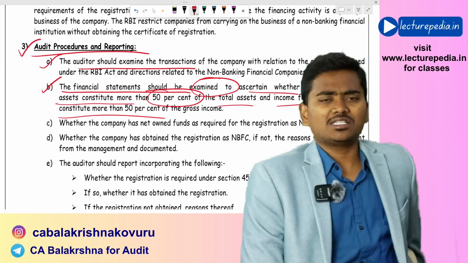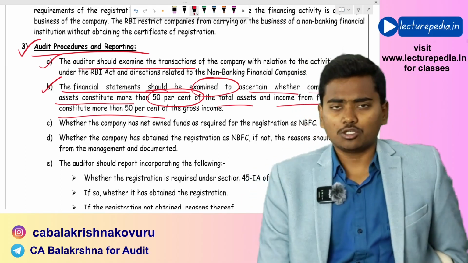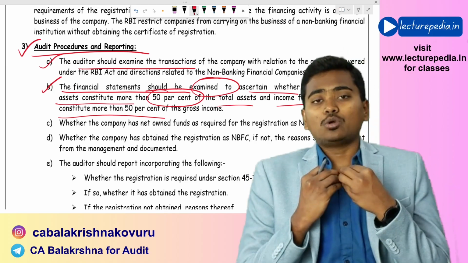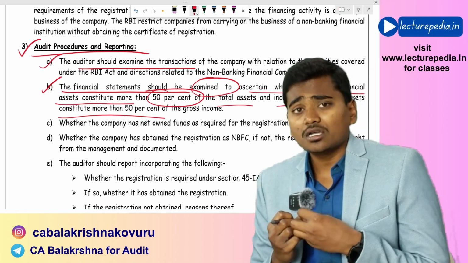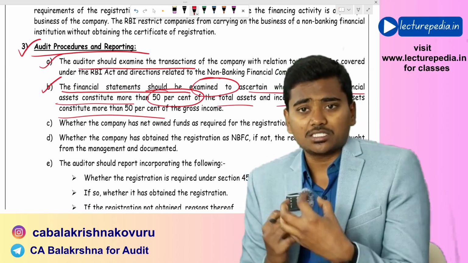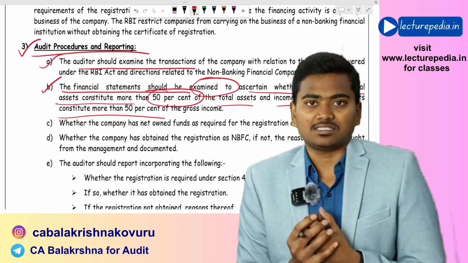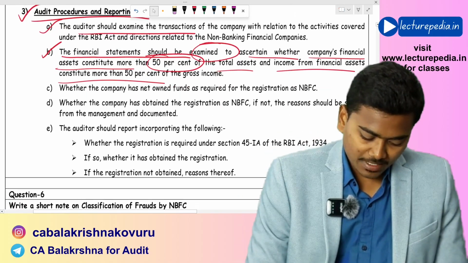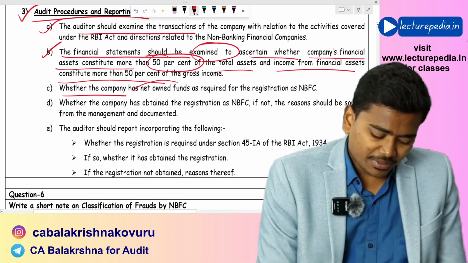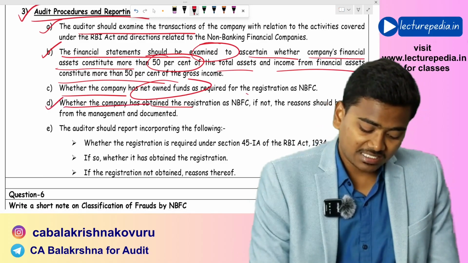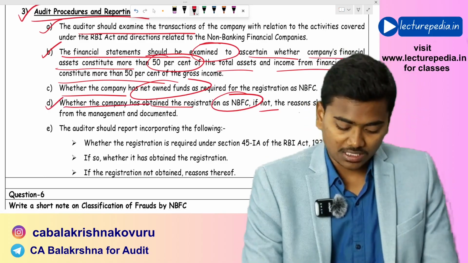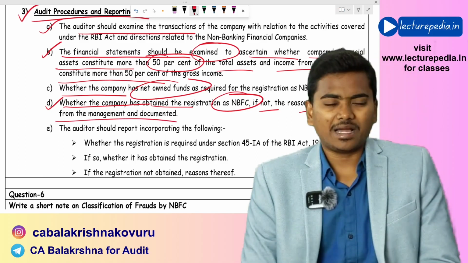I guess you know what financial assets are. In financial reporting you will be reading: if you have to receive any amount like debtors, or you have invested in investments, all those come under financial assets. Whether the company has net owned funds of 100 crores and whether the company has obtained registration as NBFC. If not, the reasons should be sought from the management.